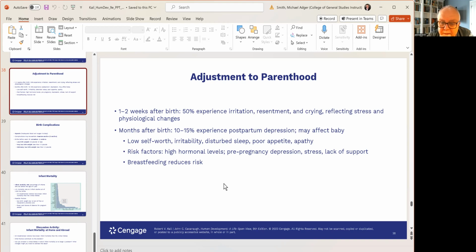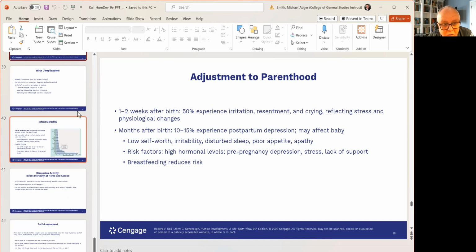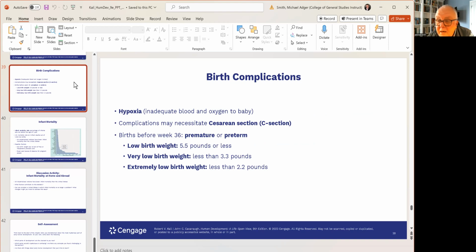Months after the birth, 10 to 15% will experience postpartum depression. As I said, that may affect the baby. You feel low self-worth, irritability, disturbed sleep, poor appetite, apathy, not wanting to do anything. The risk factors that accompany that are high hormonal levels, pre-pregnancy depression, stress, lack of support. Breastfeeding reduces the risk somewhat, interestingly enough. It's amazing how many women give birth to babies and come into the world that they don't have proper support. There's a lot of single parents in the world. And so some of you have walked in those shoes, you know what it's like to be without support.